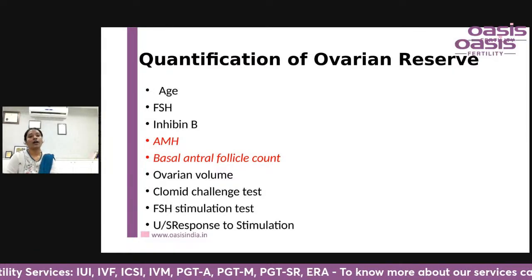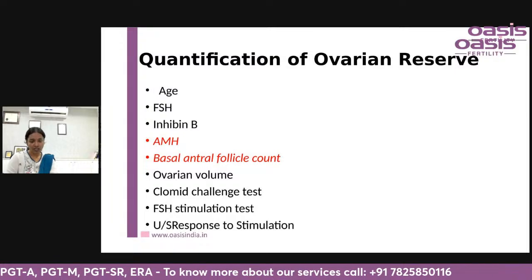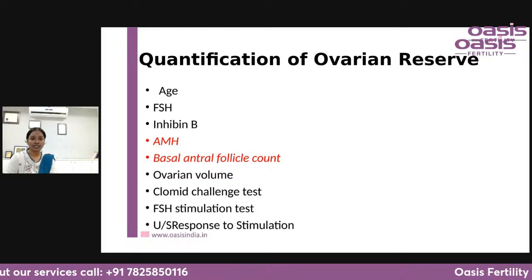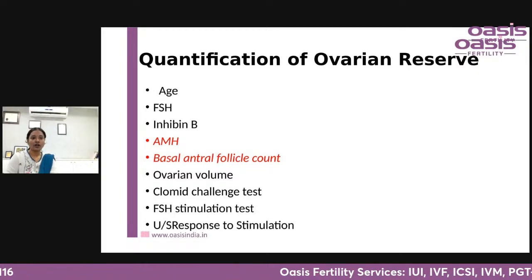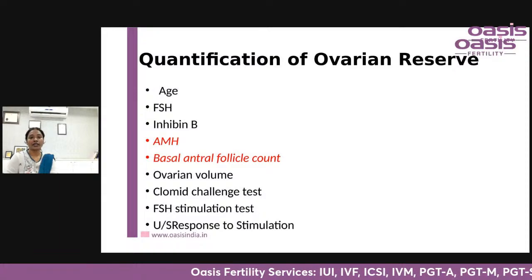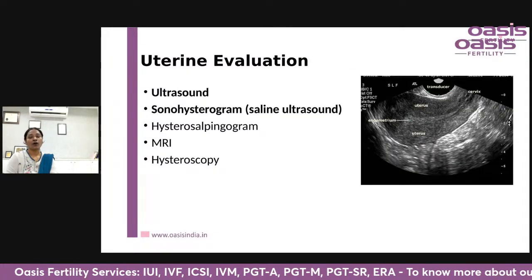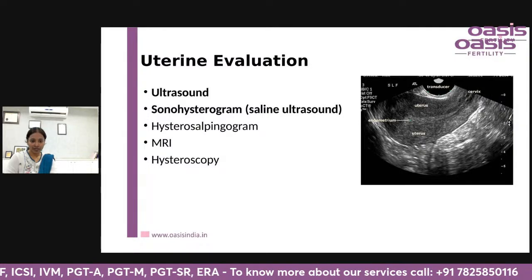Another test which is commonly done is a basal antral follicle count, which is an ultrasound-based test. If it is done transvaginally in the first few days of your menstrual cycle, we'll be able to assess your ovarian reserve, and it also gives us an idea about your fertility problem as such. So that was about ovulation, and we also saw ovarian reserve testing.